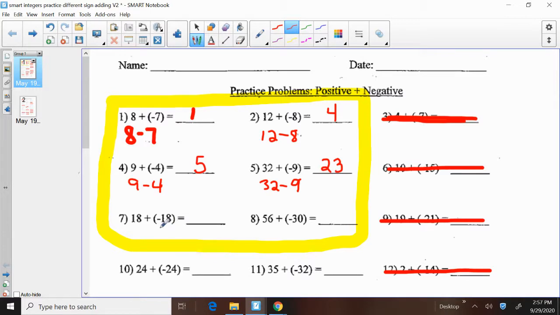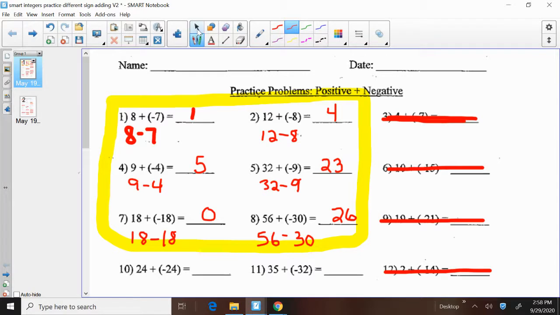All right, and then we look at a problem like this. 18 plus negative 18. What does that become? 18 minus 18, because again, we're adding a negative, which means we're subtracting. 18 minus 18, any number minus itself is always 0. All right, then we look at the next problem. 56 plus negative 30. What does that become? I hope you said 56 minus 30, again, because we're adding a negative. 56 minus 30, that's 26.